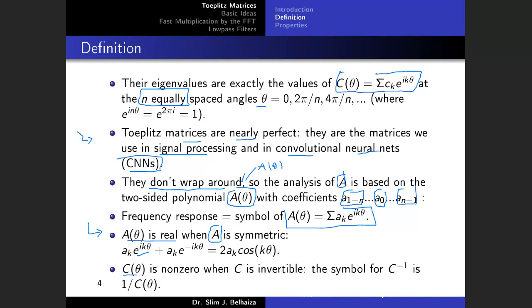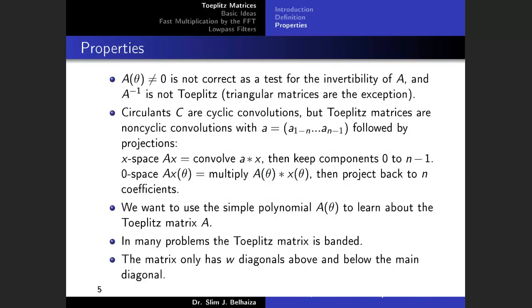So c of theta is non-zero when C is invertible. Here we come back to circulant matrices. And the symbol for C to the power minus 1 is 1 over c of theta. But for Toeplitz matrices, using the fact that a of theta is not 0 is not correct as a test for invertibility. And in general, A inverse is not Toeplitz, except for triangular matrices. This is an exception. Circulant matrices C provide what we called before, as you've seen, cyclic convolution.